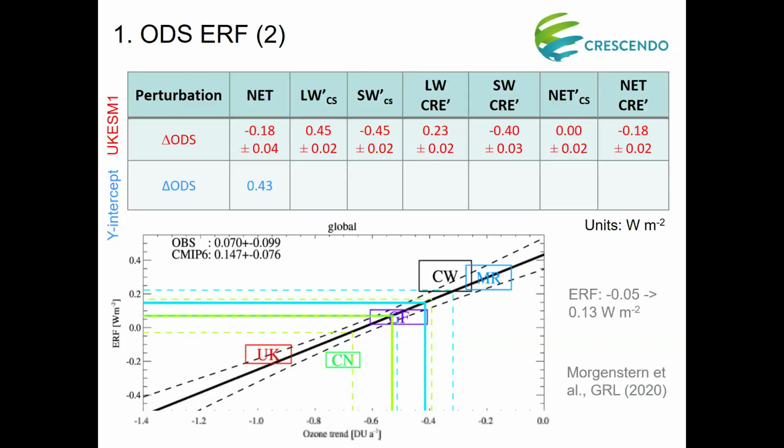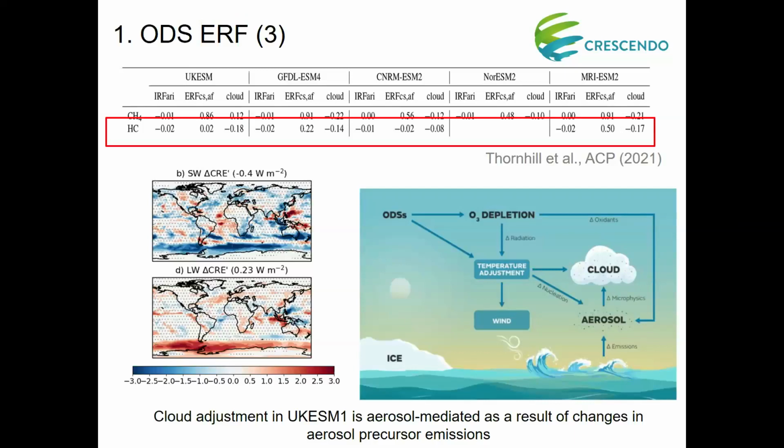So this table here, again, is taken from this paper by Gillian Thornhill published earlier this year. And here she's broken down the effective radiative forcing into the instantaneous radiative forcing from aerosol radiation interactions, a clear sky aerosol-free contribution, and then a cloud radiative effect. So you'll see that each of the models that she analyzed are indicating that there is a negative contribution to the effective radiative forcing from this cloud radiative effect. So it appears that the behavior of the UK's Earth System model is also apparent in other models.